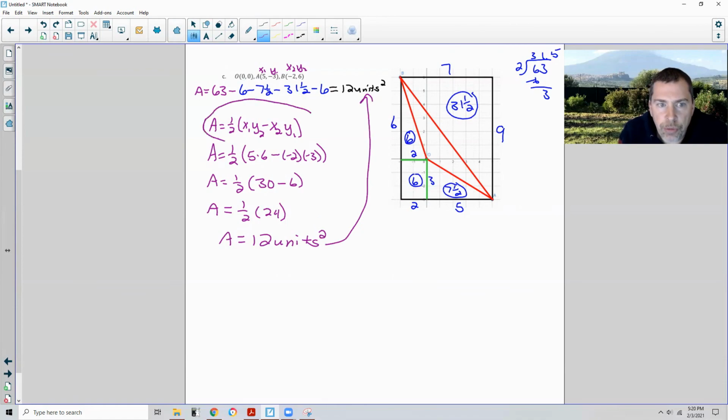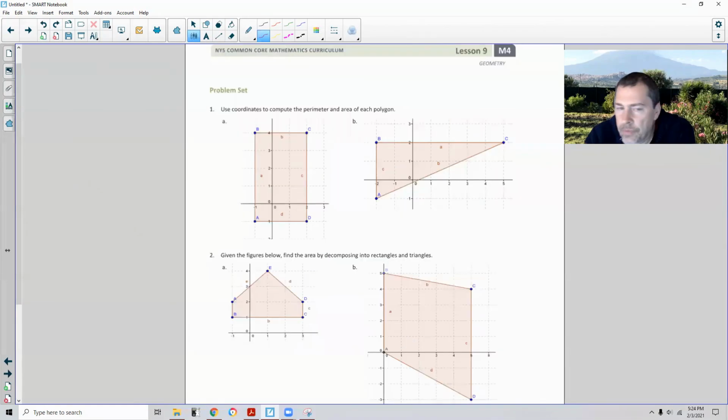So using this formula makes it a lot easier than graphing something and making all these different areas. We were just verifying that this works with every triangle that has a vertex at the origin. Whew. Okay, page 4 brings us to the end of lesson 9. Go to your problem set.